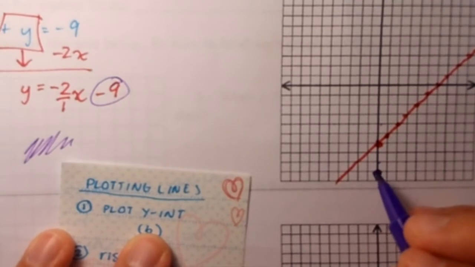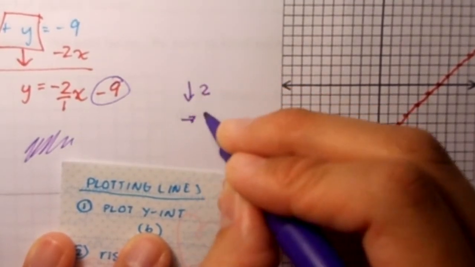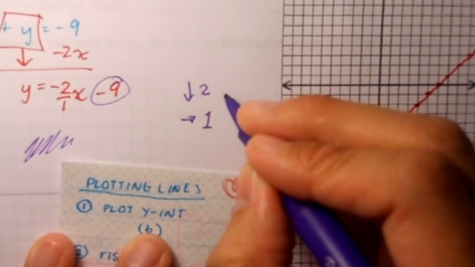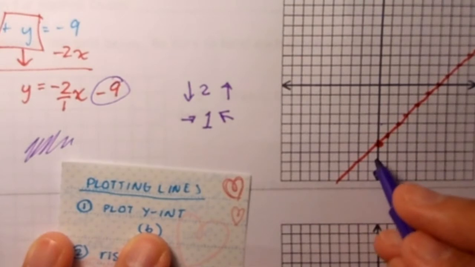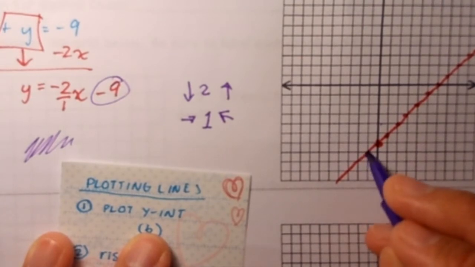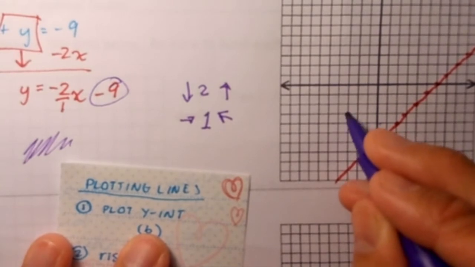Oh, but I'm out of room. So instead of dropping 2 and running to the right one, I'm going to do the opposite. Up 2, but to the left one. So up 2 and to the left one. Oh, there's my point of intersection right there. Up 2 over 1, up 2 over 1.